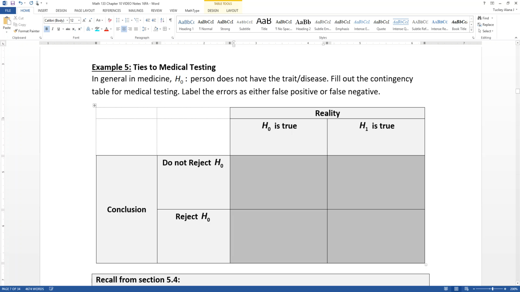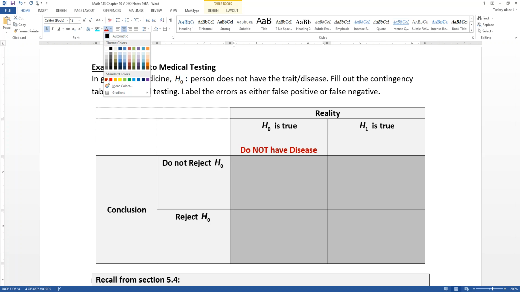So let's think about it a little bit. When a person walks into the doctor's office, they generally don't think they have a rare disease. So if the null hypothesis is true, it means they do not have the disease. Let's say it's sickness that we're looking for, although you could do it for pretty much any medical thing. I'm going to color this a little bit to make it more obvious. The null hypothesis, what you assume to be true, is that the person doesn't have the disease. The alternative is that they do have the disease.